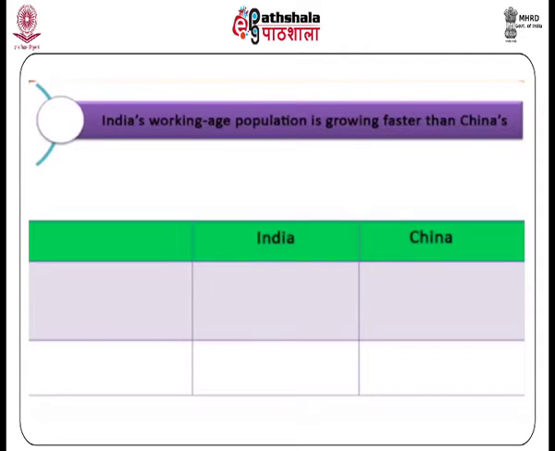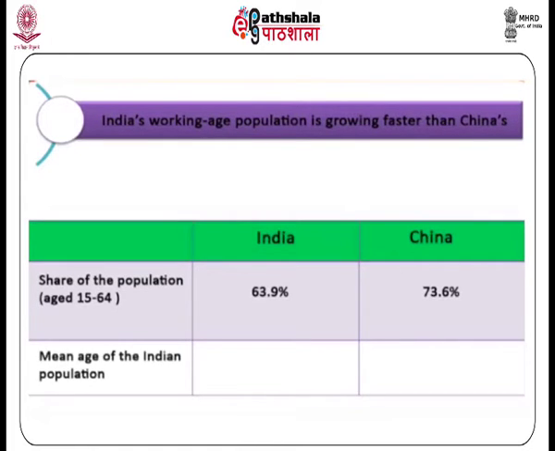economic growth. In 2009, the share of the population aged between 15 to 64 years accounted for 73.6% and 63.9% of the population in China and India, respectively. In 2009, the mean age of the Indian population stood at 27.5 years old, significantly younger than 36.8 in China, enabling opportunities for a consumer and investment boom.